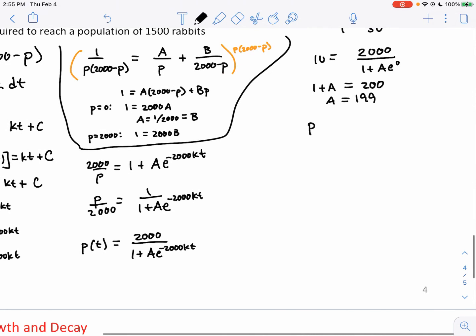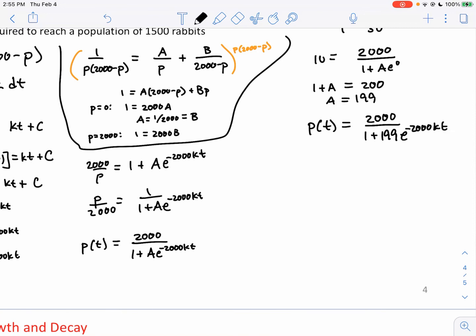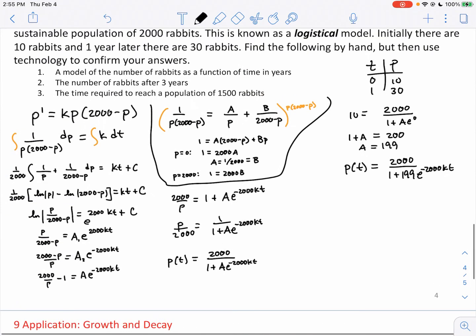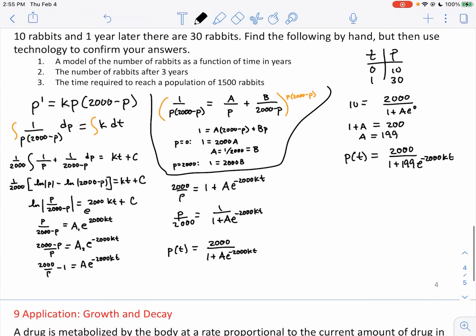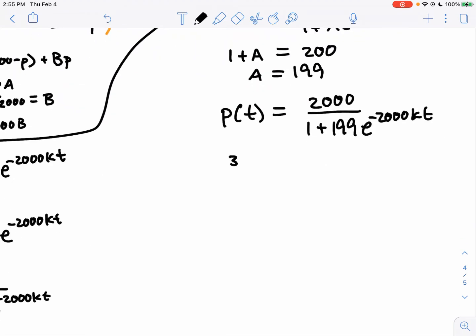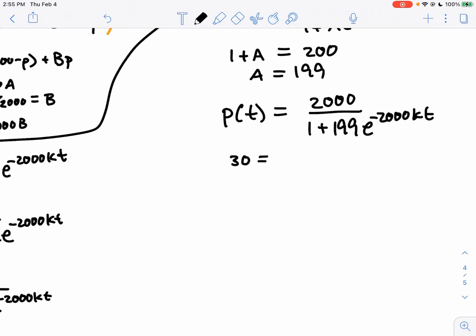So our model becomes 2000 over 1 plus 199 e to the negative 2000 kt. So we figured out the a first. And now we're going to plug in the second point, 1, 30. 30 goes in for the population. At the same time, 1 goes in for t. And we get this far.